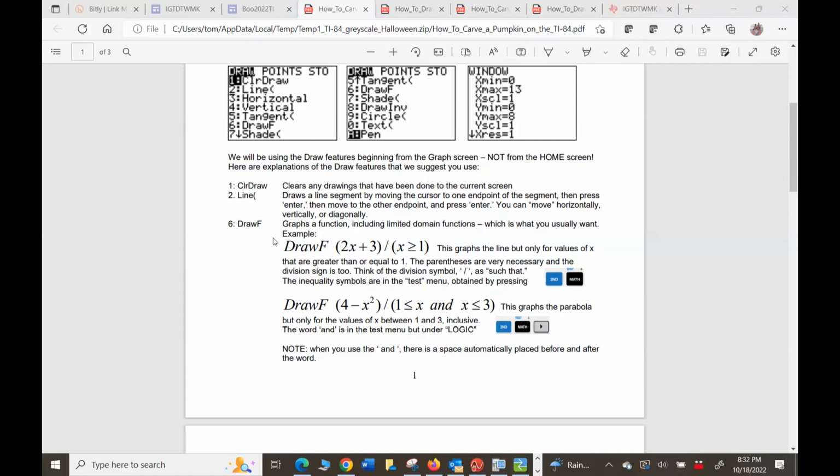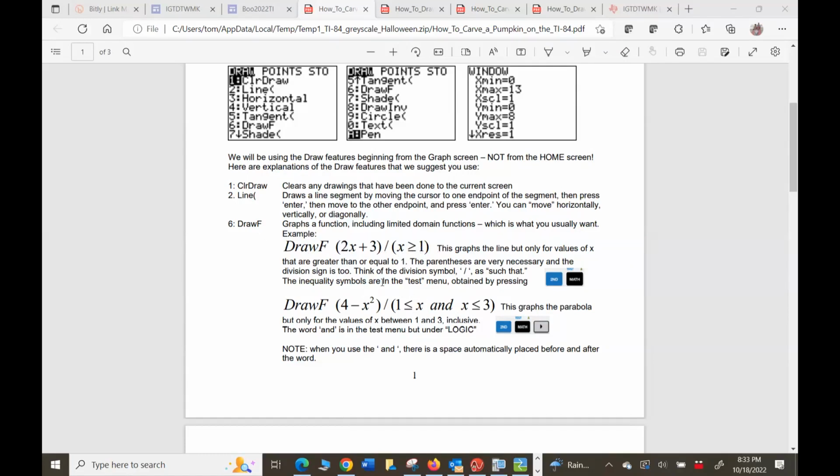The draw function is one of my favorites also, in using limited domain functions, which is usually what you want. Usually you don't want the whole line or a whole parabola or whatever. So you'll ask for the Draw F feature to come in. It'll put it blank. Then, just like we did before, surround the expression with parentheses. Division is like your "such that" key, and surround your qualifier with parentheses. The reason for that is if you don't, it's going to think this is 2x plus 3 divided by x, and then greater than or equal to 1 just doesn't make any sense. So that's why we put parentheses around both of those things.